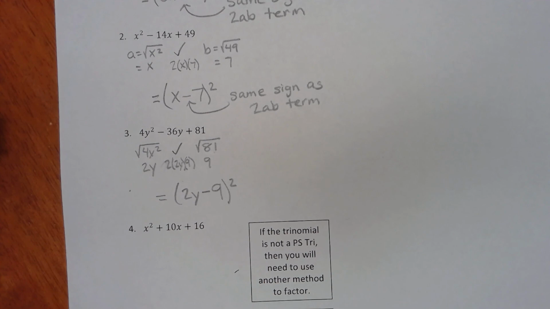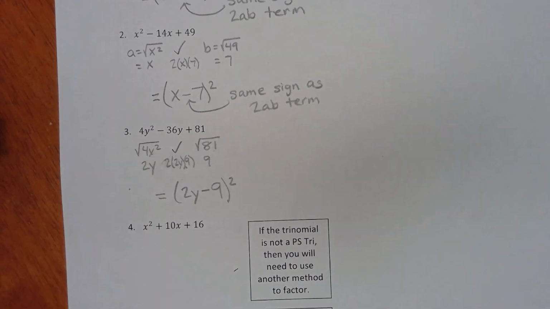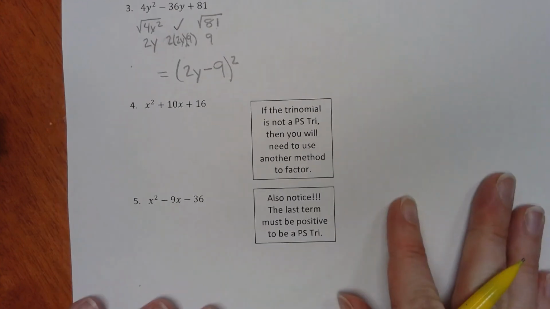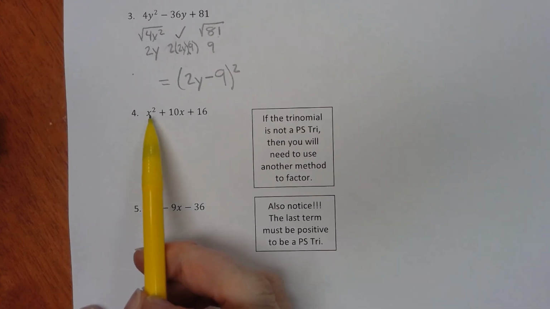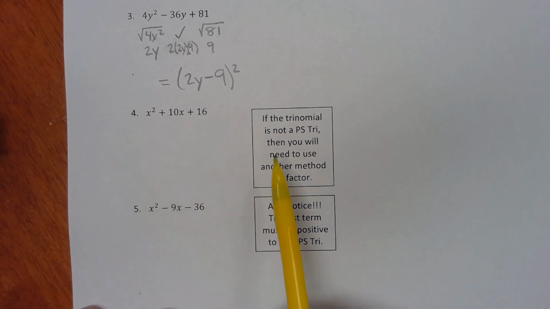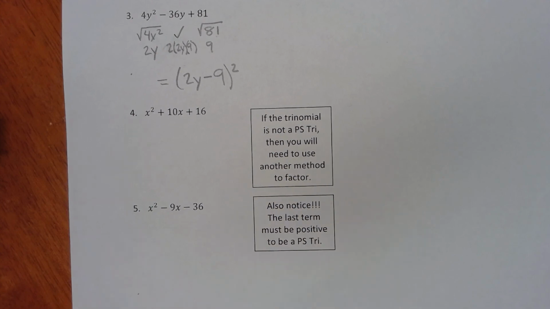And of course, like any factoring, you can multiply this out, 2y minus 9 times 2y minus 9, and use the distributive property or box method to check that it truly equals our original problem. Let's take a look at number 4. This one looks like a perfect square trinomial. The first term and last term are perfect squares. But this is where it's so important to check your 2ab, because if the trinomial is not a perfect square trinomial, then you'll have to use another method that you'll learn in another lesson.